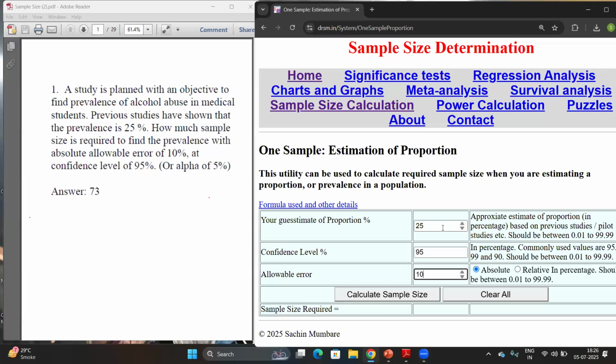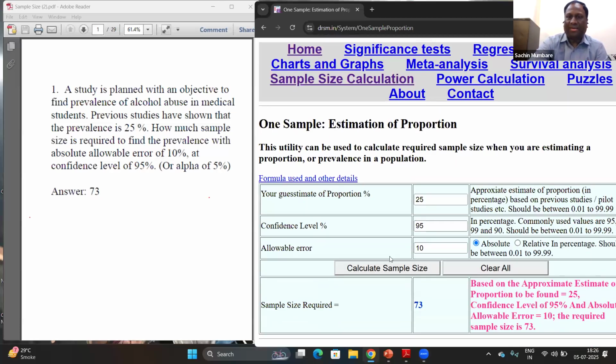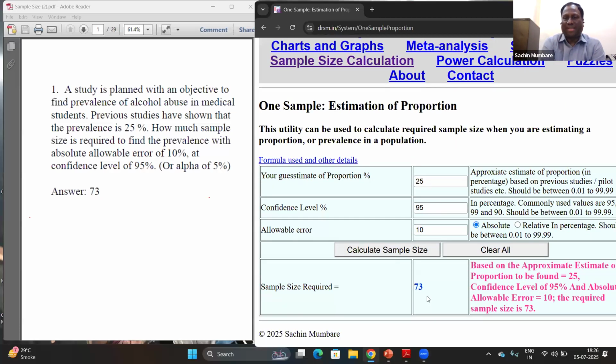Now, I will explain the difference between absolute allowable error and relative allowable error. Here it is specified that it is the absolute allowable error. Can you see here? Yes. Now, what does it mean? At confidence level of 95% and allowable error of 10, we will estimate the sample size and then I will interpret this. Now, if I click on calculate sample size, how much is the sample size?